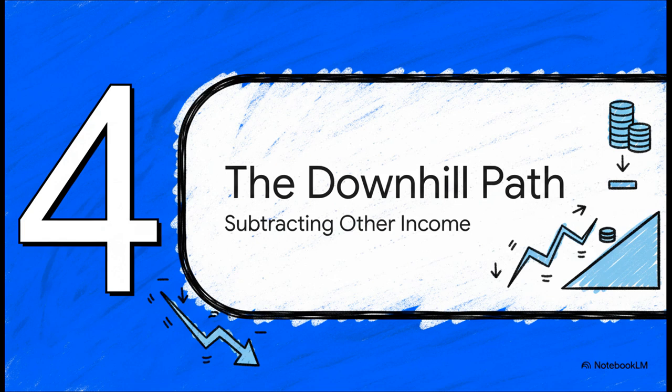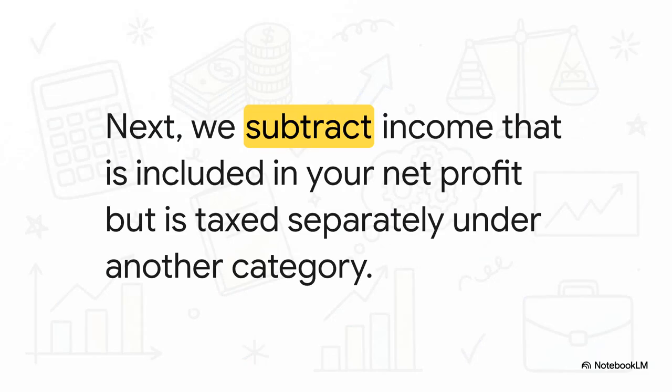Okay, so we did the tough part. We climbed the hill by adding back all those expenses. But now we get a little bit of relief. It's time for the downhill path, where we actually get to subtract some things from our profit figure, bringing that number back down again. See, your profit and loss statement probably lumps together income from all over the place. But the tax law is kind of a neat freak. It likes to have everything in its own separate box. So our next step is to pull out any income that really belongs in a different tax category.